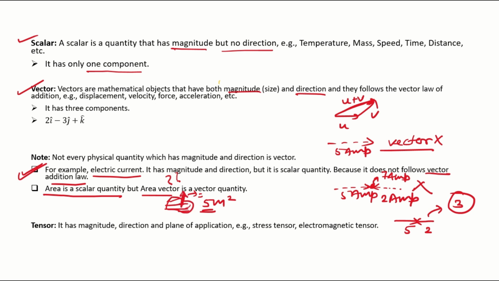So why are we studying scalar and vector in the part of tensor? Because scalar and vector are also special cases of tensor. That's why we are covering scalars and vectors here. The third thing is tensor. So what is tensor? Tensor has magnitude, direction, and it can have a plane of application or plane of action, right? For example, stress tensor, electromagnetic tensor.